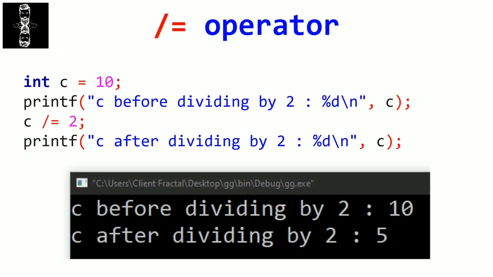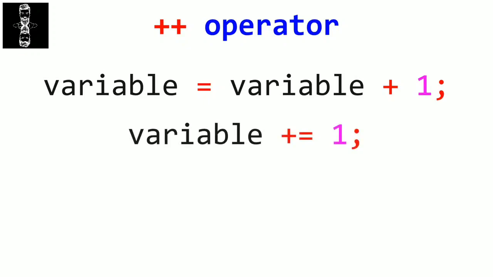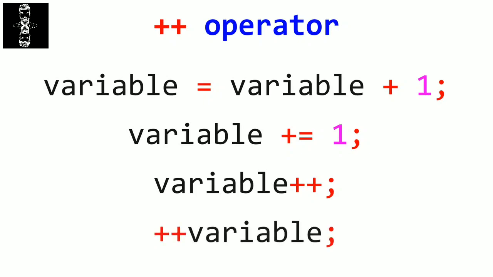We have also the increment and decrement operators. If we want to increment a variable, which means adding 1 to it, we can use variable = variable + 1. You can also use variable += 1, but the best and shorter way to do it is to use the increment operator by writing ++ beside the variable. That's it. We can write ++ before the variable, or we can do it after the variable. They both will increment a value, but we will see the difference between them in the next video.